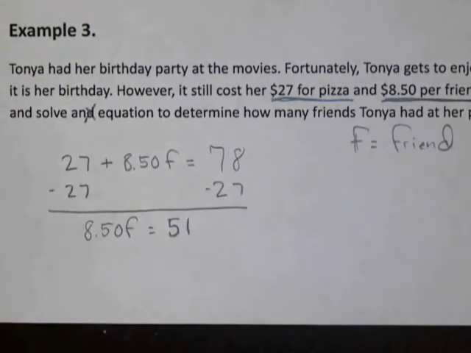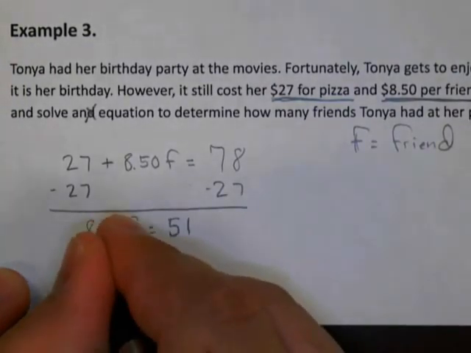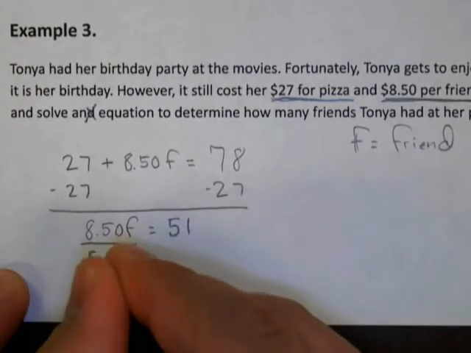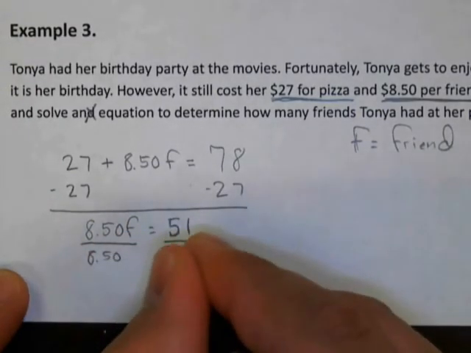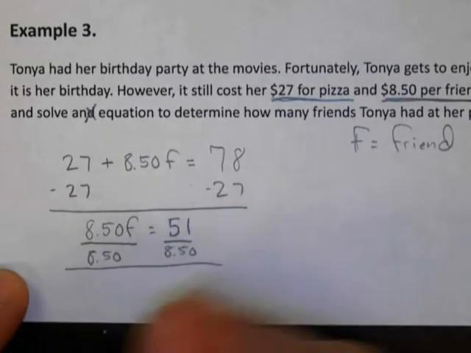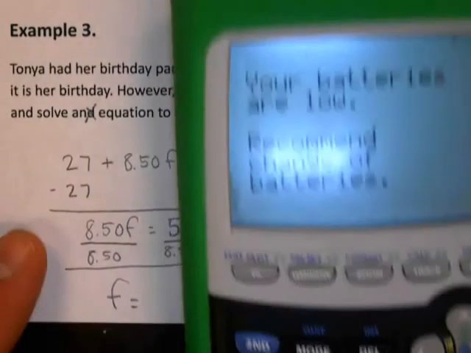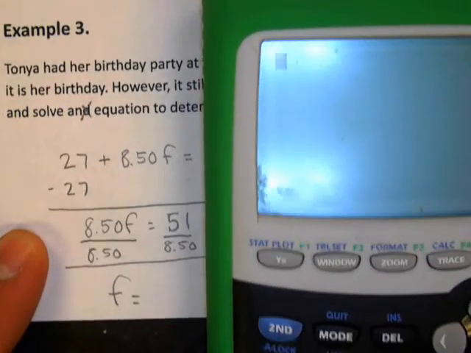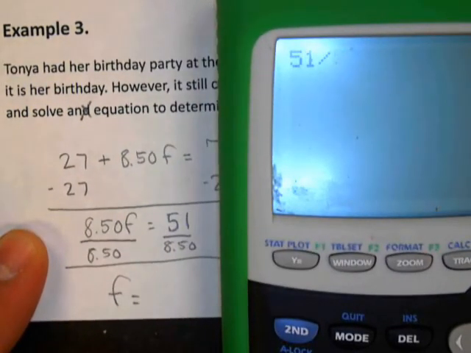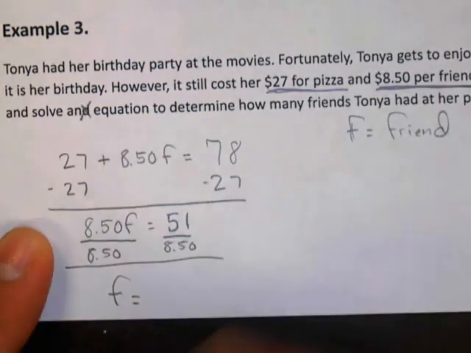Now we have to undo the 8.50 part. We have to divide, because they're being multiplied, by 8.50 from both sides. Divide by 8.50 on both sides. And we end up seeing that F is equal to, this is the amount of friends she has, 51 divided by 8.5. We don't need the 0 because that's just repeating. And we get 6. There it is, 6.